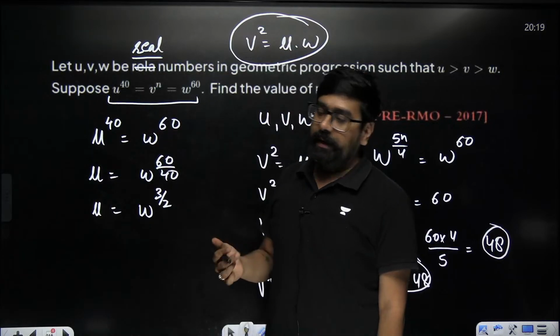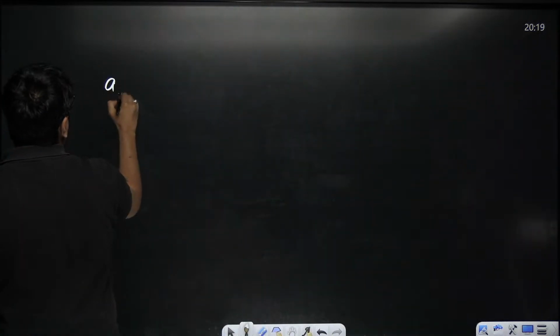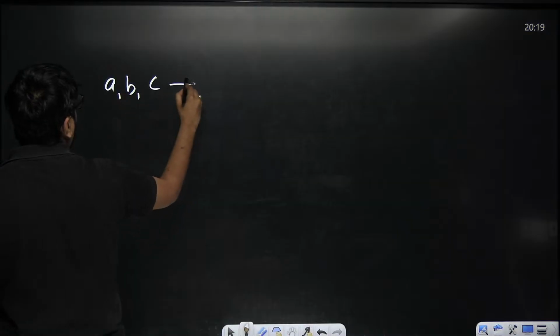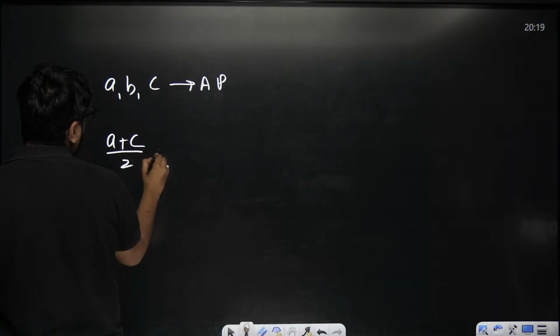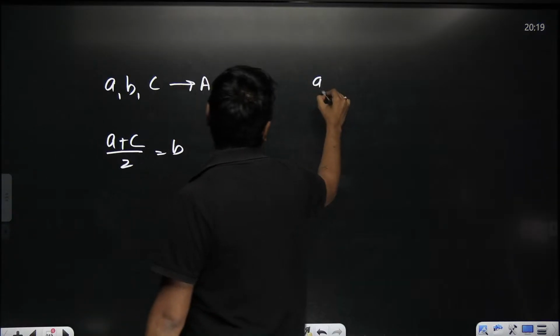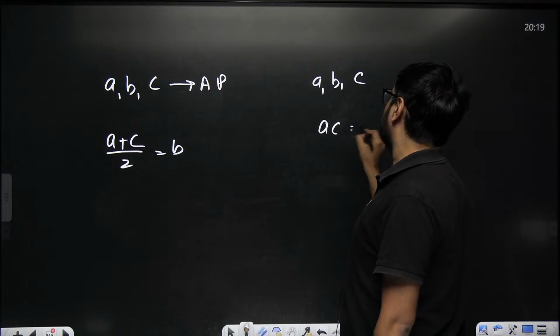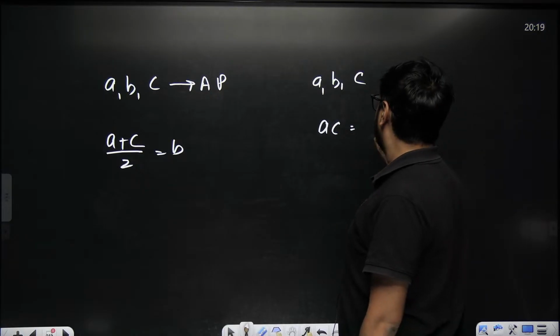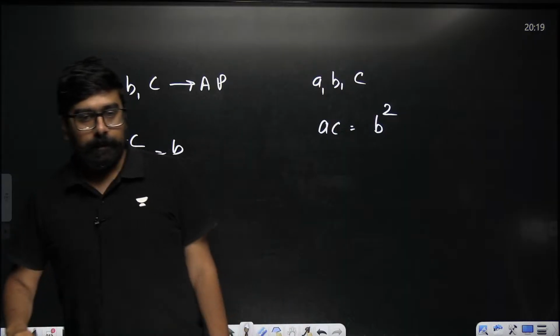Just like in AP, if A, B, C are in AP, then we know that the arithmetic mean of A and C will be equal to B. And if A, B, C are in GP, geometric progression, then the geometric mean of A and C will be equal to B square. A into C will be equal to B into B. Okay.